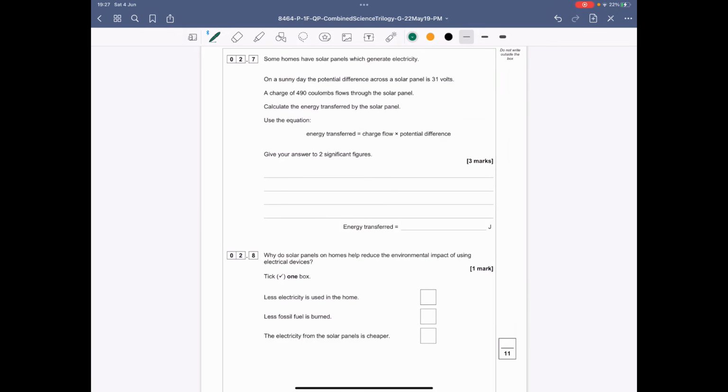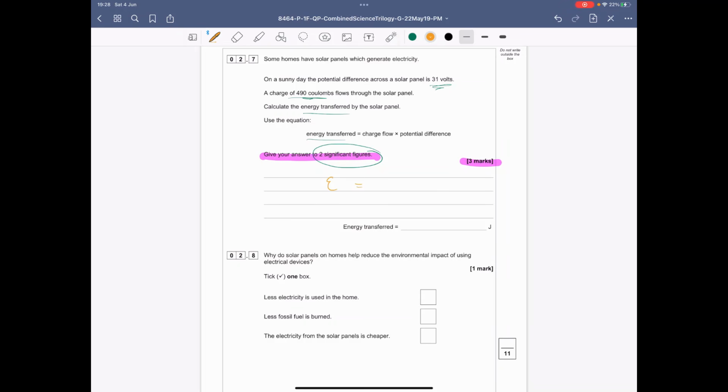Question 2.7. Some homes have solar panels which generate electricity. On a sunny day, the potential difference across a solar panel is 31 volts. A charge of 490 coulombs flows through a solar panel. Calculate the energy transferred. And it's given you the equation, but you've got to give it to two significant figures. Now, this one is worth an extra mark compared to the other calculations that we've done. So therefore, what it says here, give your answer to two significant figures, is where that extra mark is coming from. But they've given you the equation.